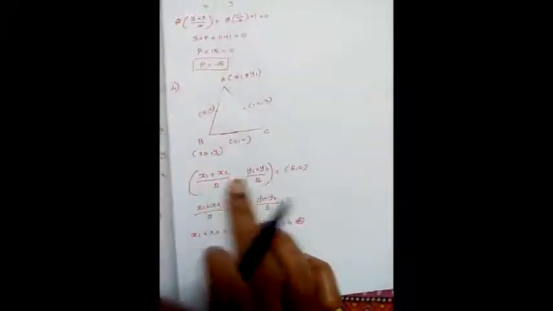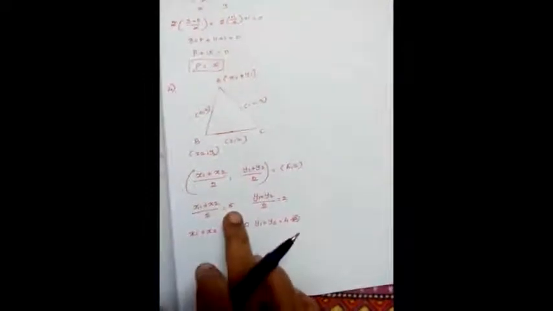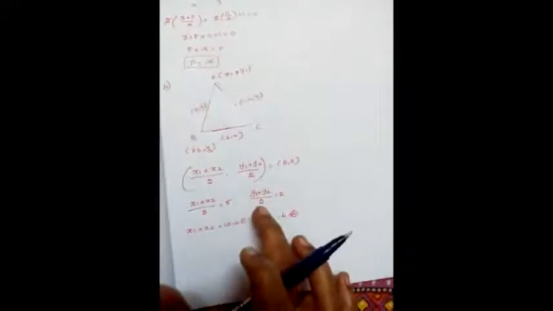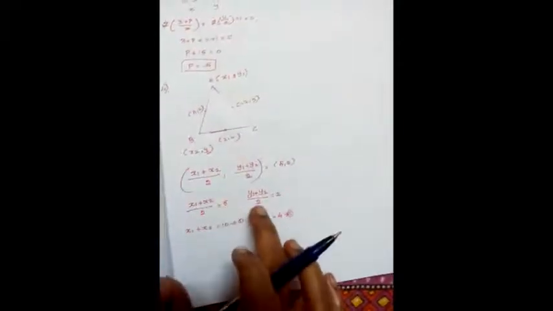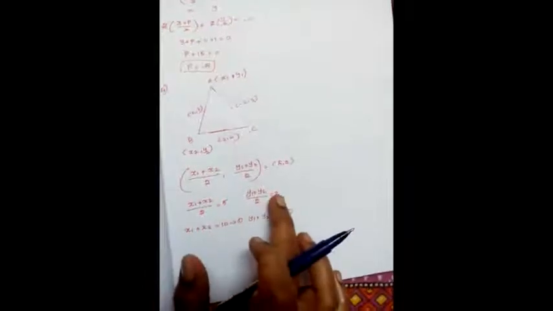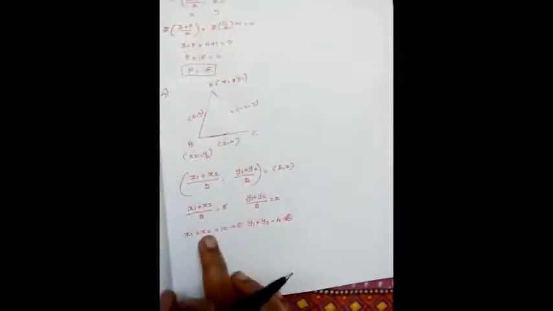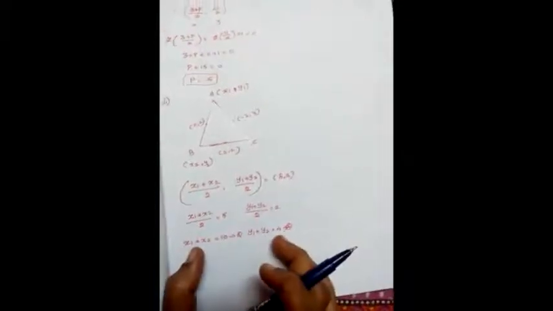Now the x-coordinates are equal, so x1 plus x2 by 2 is equal to 5. Likewise the y-coordinates are equal, y1 plus y2 by 2 is equal to 2. The 2 is a division, so on the other side it becomes multiplication. Here also 2 is a division, so it becomes multiplication. So 5 2s are 10: x1 plus x2 is equal to 10 and y1 plus y2 is equal to 4. This is the first equation, and this is the second equation. Likewise we have to find the sixth equation.